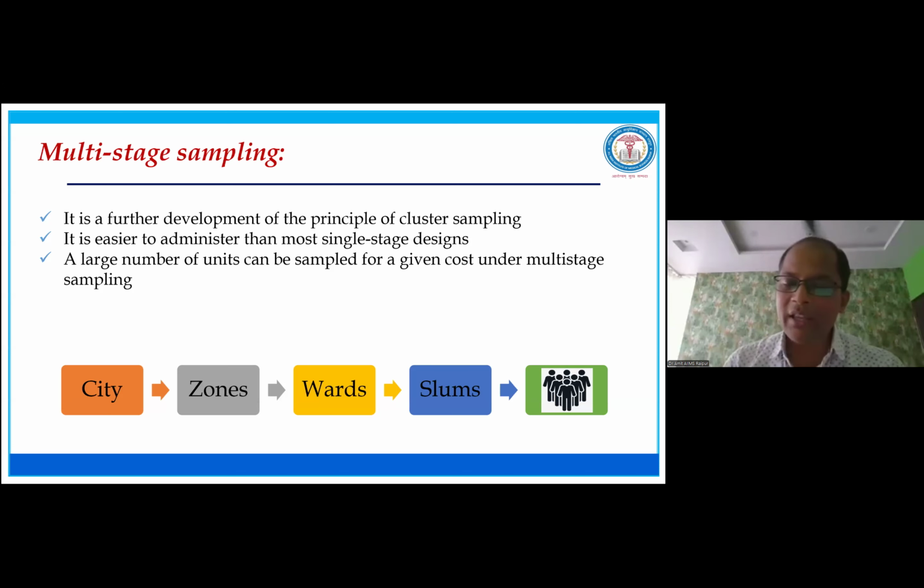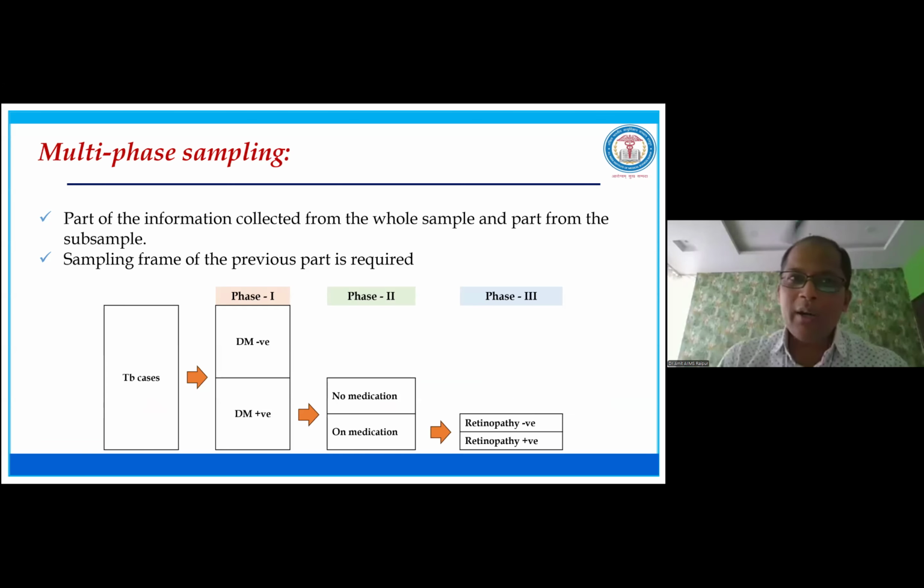So in each step, we are using the random sampling again. And finally, the slum we selected, and then we prepared the sampling frame of adolescents in that particular slum, and then we recruited the study participants based on our sample size. So this is multi-stage sampling. Another sampling method is multi-phase sampling. Here already there is a sample.